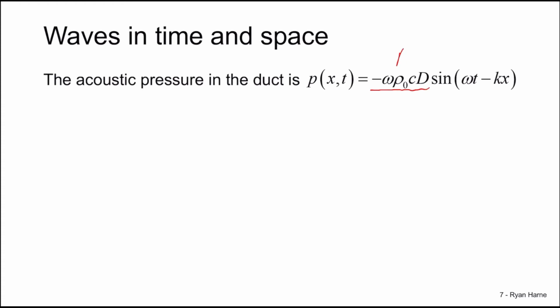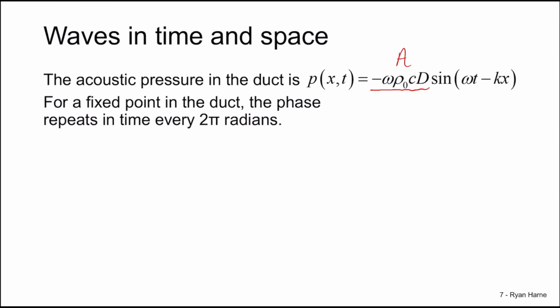It has an amplitude, capital A, multiplied by sine with argument omega t minus kx. Let's look at periodicity in time first. For a fixed point in the duct, which could be any point in the duct, the phase repeats in time every 2 pi radians. So we have that P is equal to A sine omega t plus 2 pi minus 0, and we'll use x is 0 in this example.